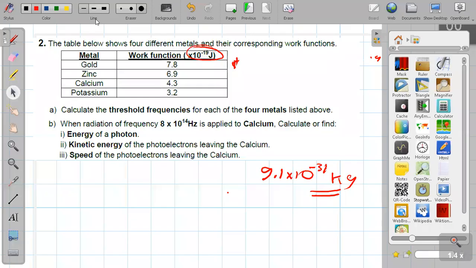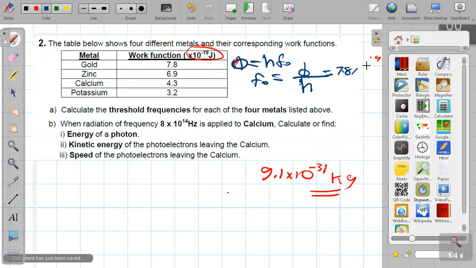So here, for the first one, the work function is equal to h f naught. f naught is what? Phi over h, right? So the phi value is 7.8 into 10 to the power minus 19 over the Planck's constant, 6.63 into 10 to the power minus 34.